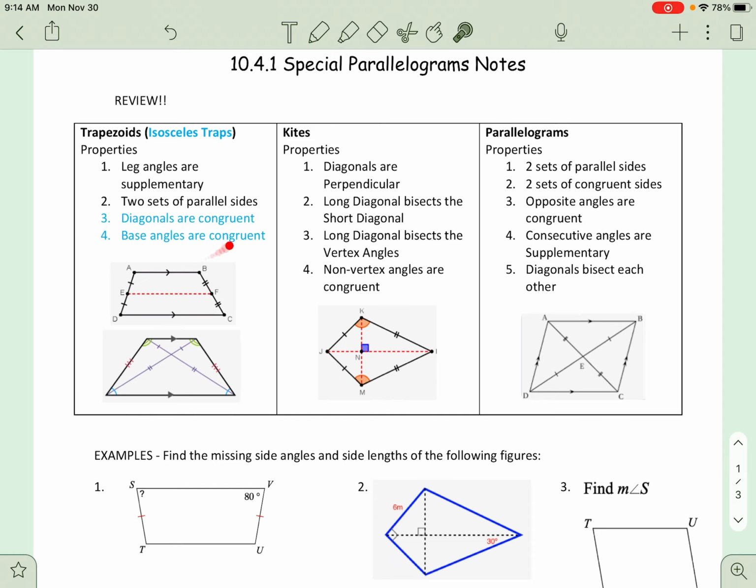We talked previously about trapezoids, including isosceles trapezoids. We talked previously about kites, and we talked about parallelograms. So here are all their properties listed out for you, as well as some diagrams. Definitely pay attention to this. This is very critical that you know this when we finish out the semester with the test. You're going to need to know all these properties, okay?